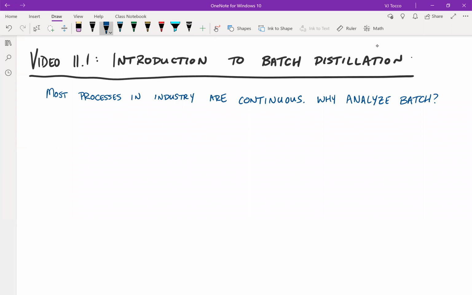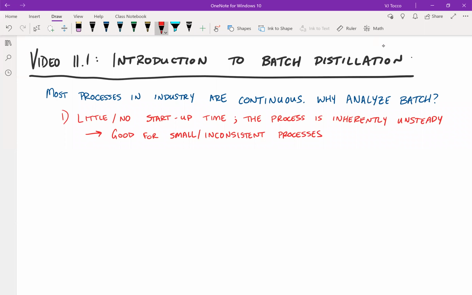Today's separations class is all about batch distillation. Up until now, we have been analyzing continuous, steady state distillation. So given that most processes in industry are continuous, why would we ever want to analyze batch? We want to motivate this by saying that sometimes a batch distillation can be advantageous for the following reasons.